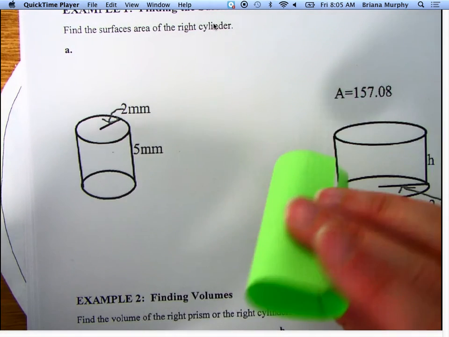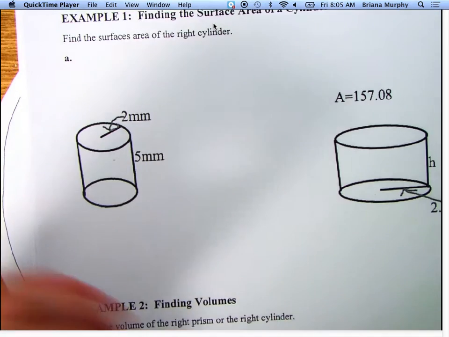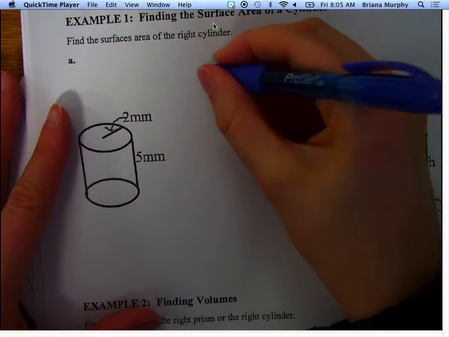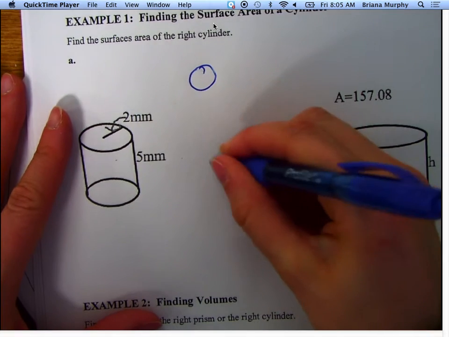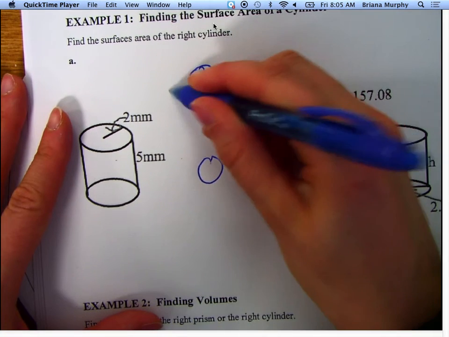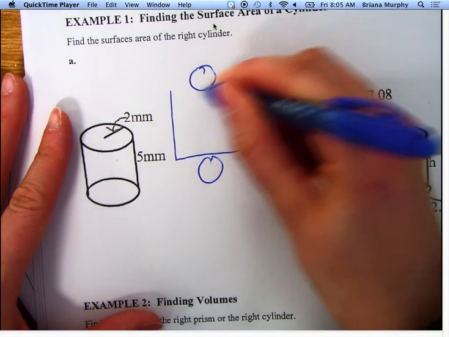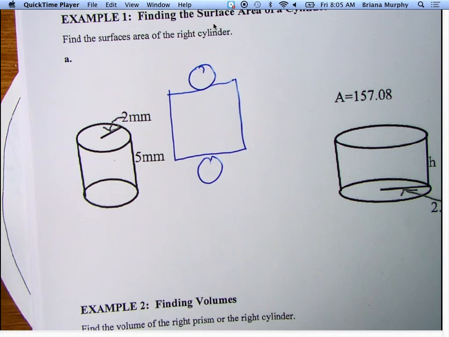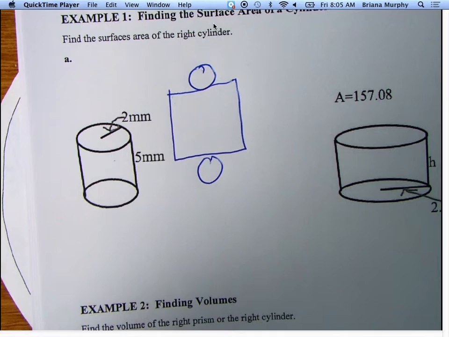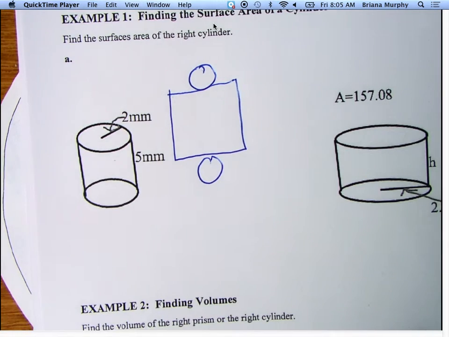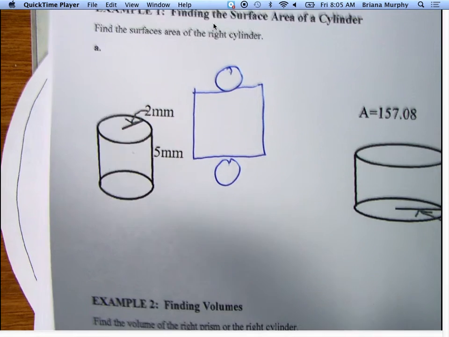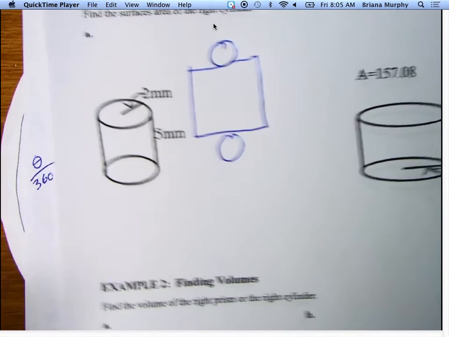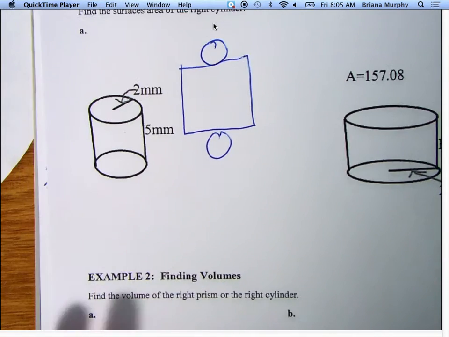Let's draw a picture of what a cylinder looks like if I unroll it. We've got two circles with a rectangle in between. Do we agree with that? If I'm trying to find the surface area, that means the area of each part as if I was wrapping it perfectly in paper. That's what we mean by surface area.